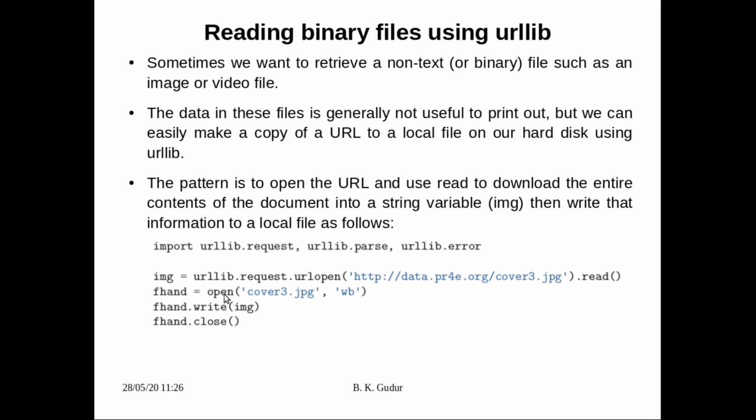This statement is going to open a file. The name of the file is cover3.jpg, and it will be opened in wb mode, where the b indicates a binary file, meaning a binary file is opened in write mode. Once we open it, whatever data has been read from this URL and stored in img will be written to the file using the method fn.write. Finally, close the file.